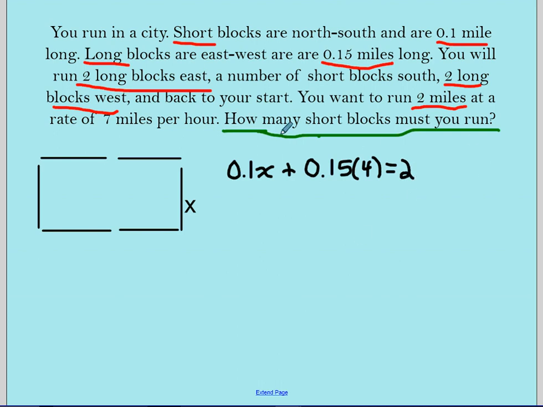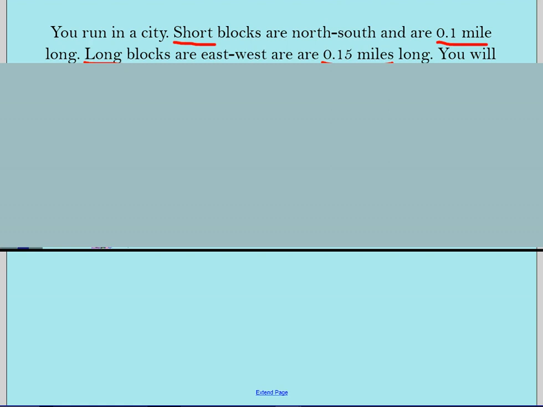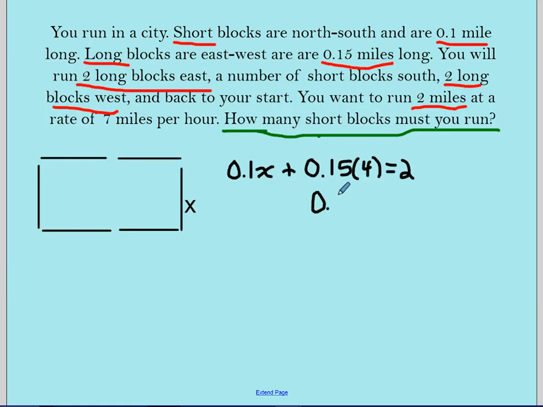Now, using this equation, I could solve for x, and I will easily be able to solve for how many short blocks I'm going. So let's do that now. My first step is going to be 0.15 times 4, and 0.15 times 4 is 0.6. This is still equal to 2, and I'm still adding this to 0.1x.